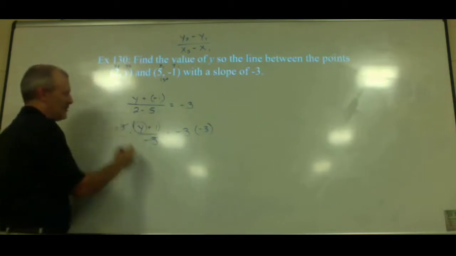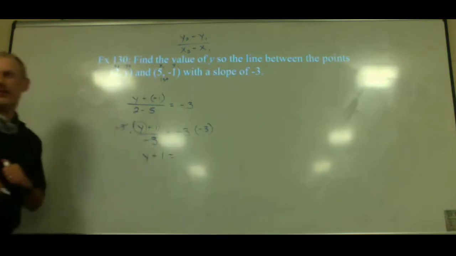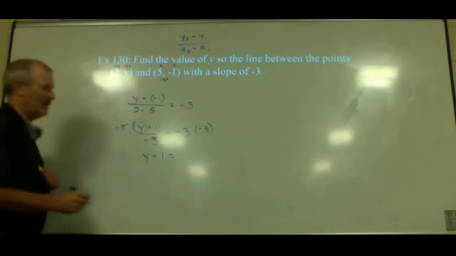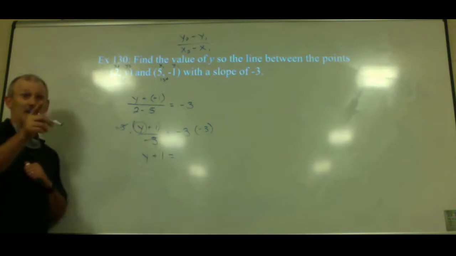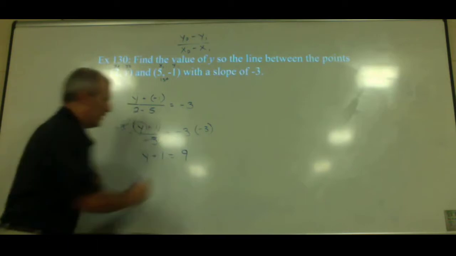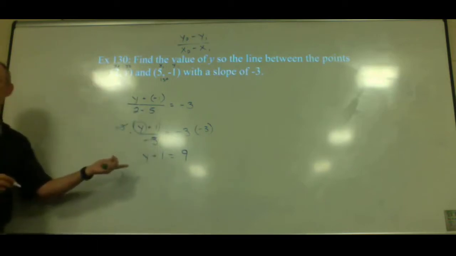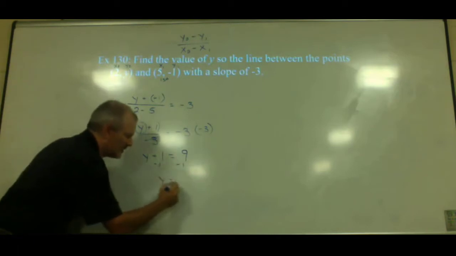So cancel, cancel. y plus 1 equals, what is -3 times -3? Positive 9, right? That's adding, we need to multiply. Oh, 9. And then one more step to get this y by itself. What are we going to do? Subtract 1. So y equals 8.